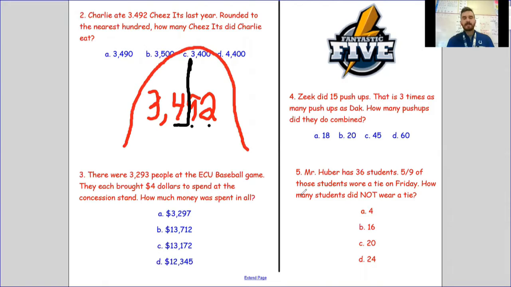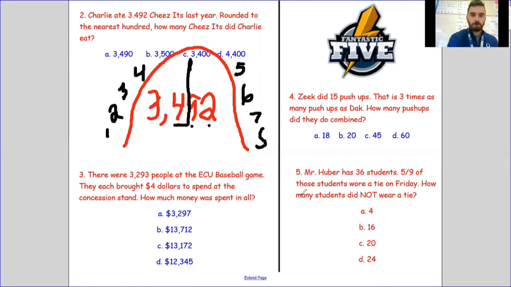All right, and then your rounding coaster has to have certain numbers on it. So I'll put those over on the side. On the left side, we've got 1 through 4. And on the right side, we've got 5 through 9. Okay, again, not perfect, but you get the idea.